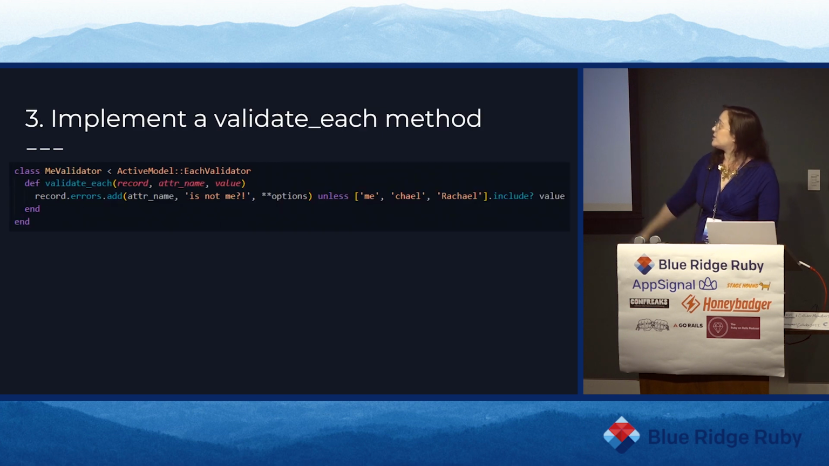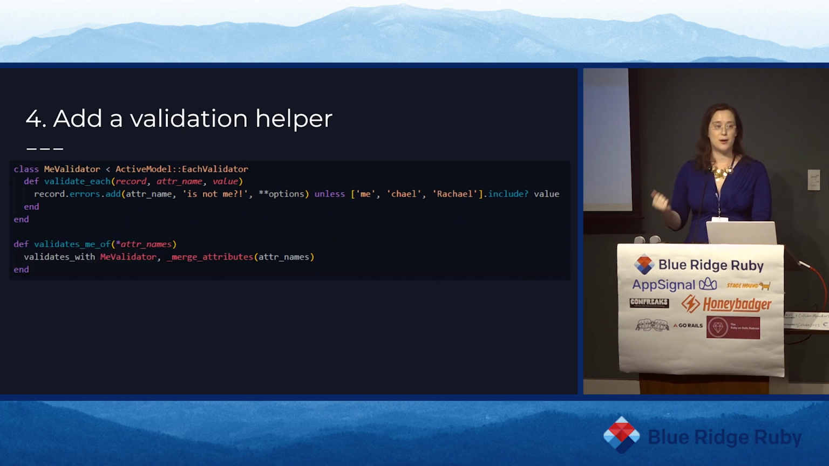The next thing you're going to do is you're going to implement a validate_each method. So we talked about this validate_each, which has record, attribute name, and value. And it's going to follow the exact same pattern that we laid out before. We have a record. We add an error to that attribute name if our value here does not pass the validations that we've set up before.